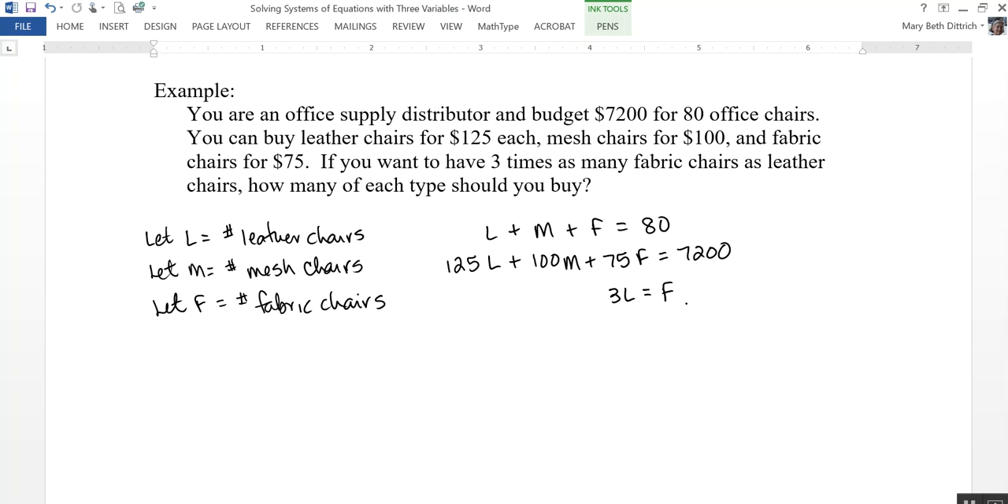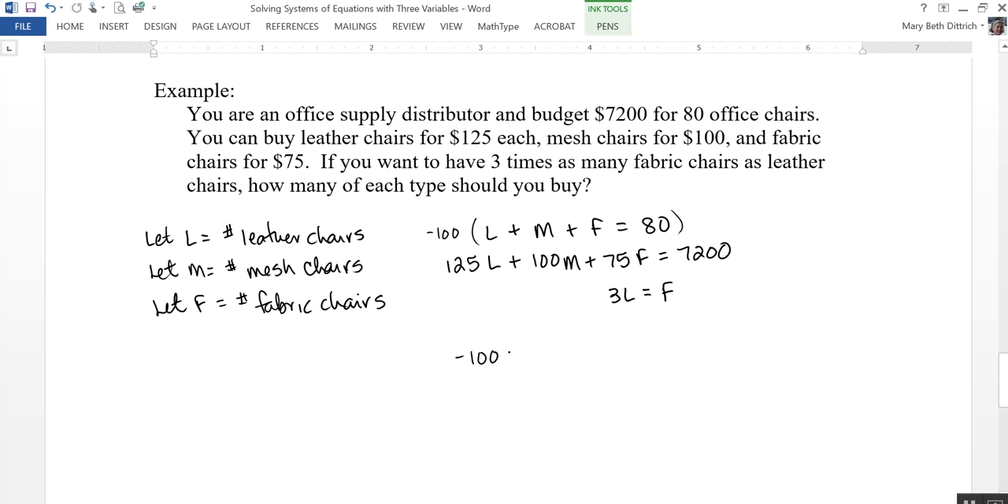I think I want to multiply the first equation by -1. Oh, I see what I'm doing here, sorry. I already have one equation that has 2 variables, L and F. That's good. So what I'd like to do is use the other 2 equations and eliminate M so that I have another equation with just an L and an F in it. So I'm going to multiply this first equation by -100, because that's going to make it kind of easy. I can do that in my head. And then that'll eliminate my M's.